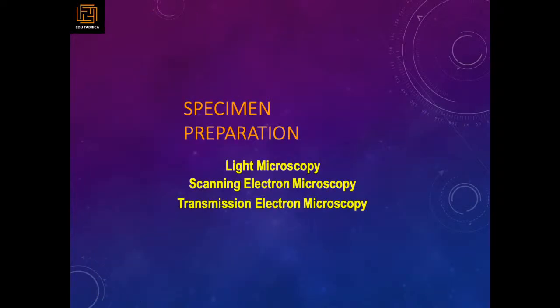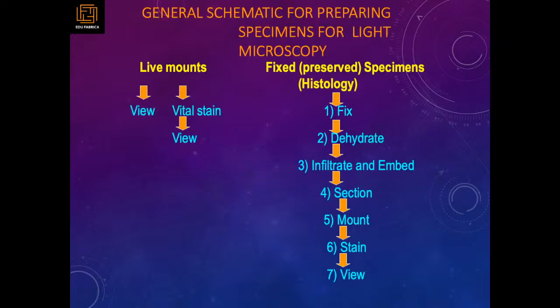Now let's go for specimen preparation for light microscopy, scanning electron microscopy, and transmission electron microscopy. So general characteristics for preparing specimens for light microscopy. For light microscopy, if you have live cells which are alive, you can just view them, or you put some vital stain on them and then view them. Otherwise, if you want to preserve your samples for the long term, you go for a histology section.